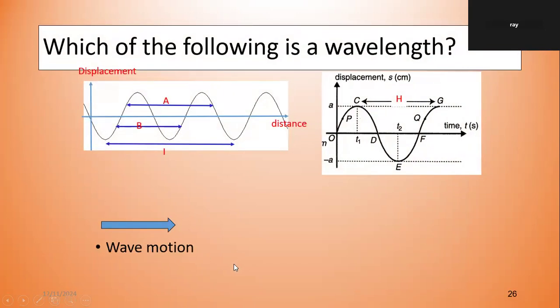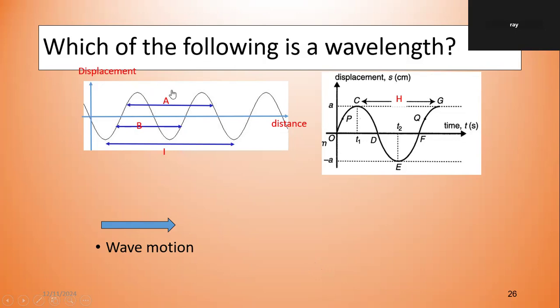Which of the following is a wavelength from this picture? A, B, or I, which is the wavelength? A? No, same point. Here is going up, here is going down. Successive one. Teacher, I thought both also can. Cannot.